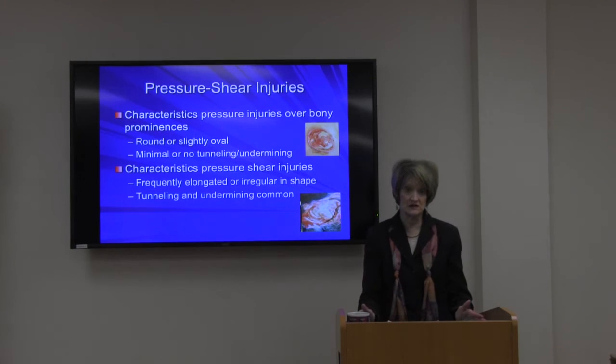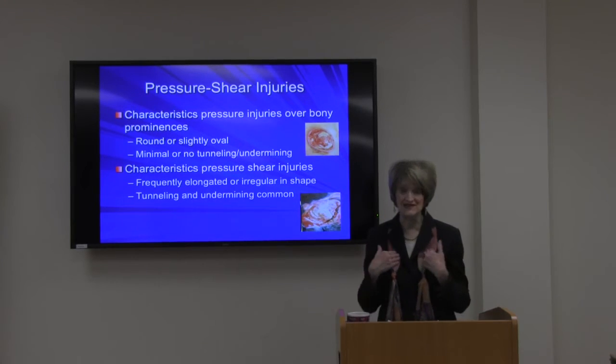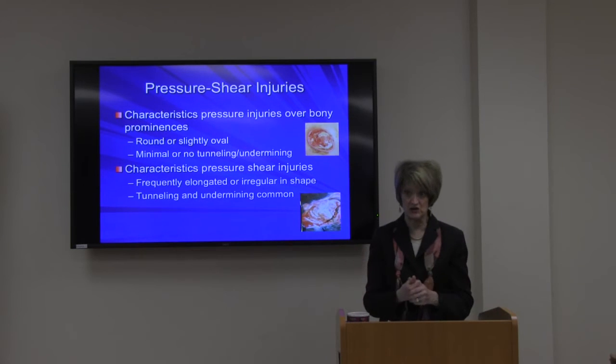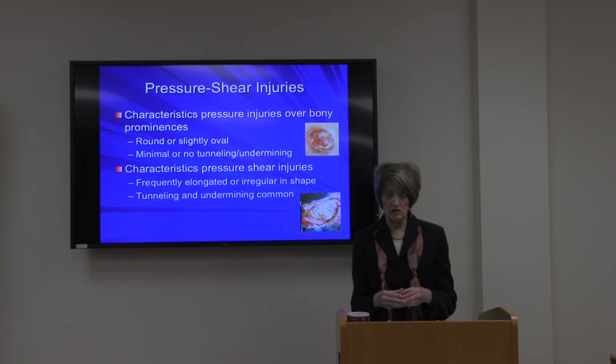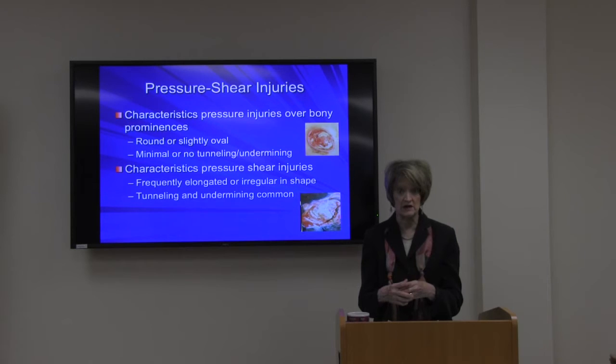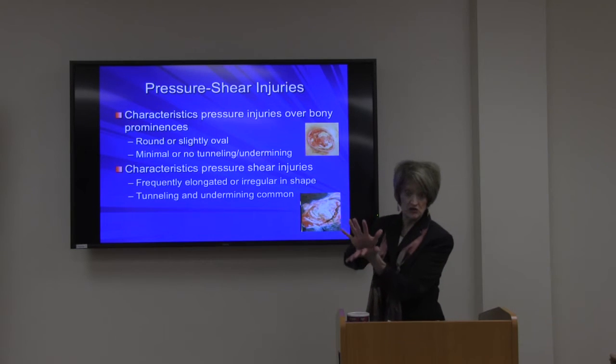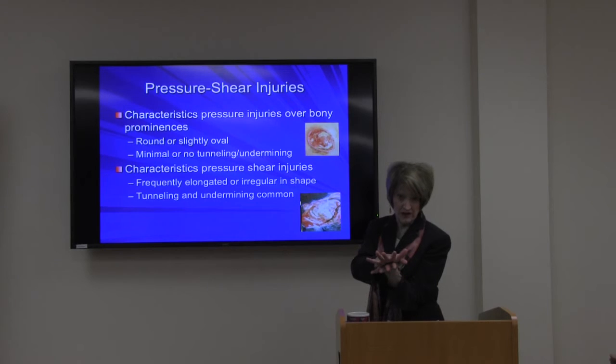So what are the characteristics of pressure shear injuries? What do we see clinically when we go to turn the patient over? Well, first of all, as we've said, we see crater formation. Typically, we see extension to the muscle or even the bone. If the wound is caused by pressure alone, the wound will be round or very slightly oval, and there will be minimal tunneling or undermining because pressure is exerted very evenly in the underlying tissue. And the ischemic effects will mimic the shape of the tissue that's under pressure.